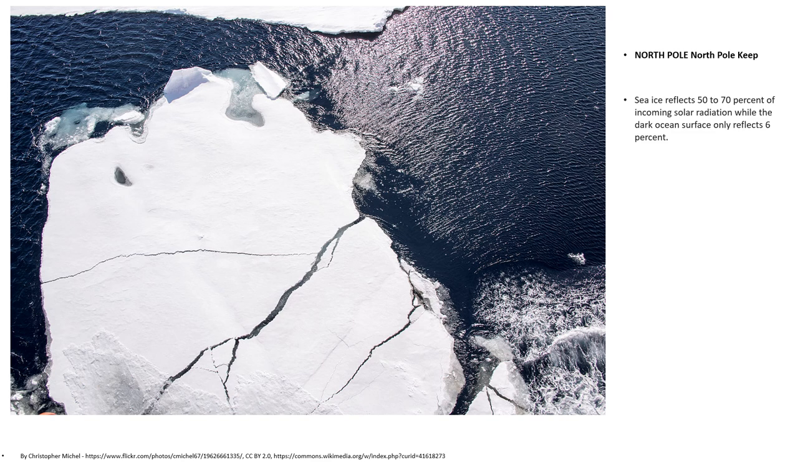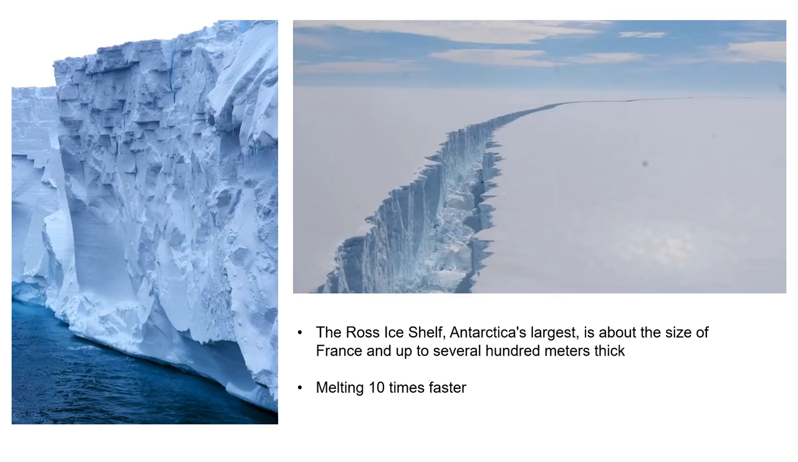Secondly, the failure of reflection of the solar radiation will aggravate heating of the oceans, which will ultimately cause more of the ice caps to melt. The process will no longer remain linear and might proceed at an exponential rate. A prominent example in this regard is melting of ice in Antarctica. The Ross Ice Shelf, Antarctica's largest ice shelf, is melting 10 times faster.